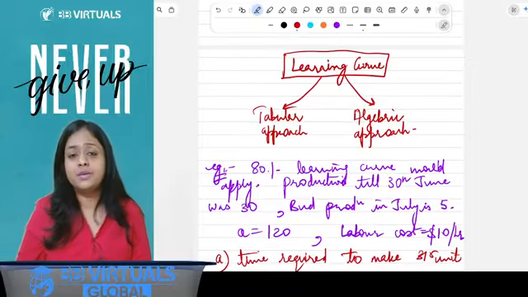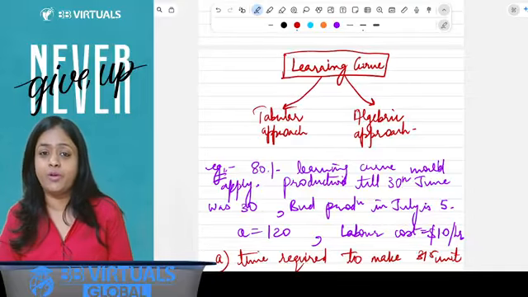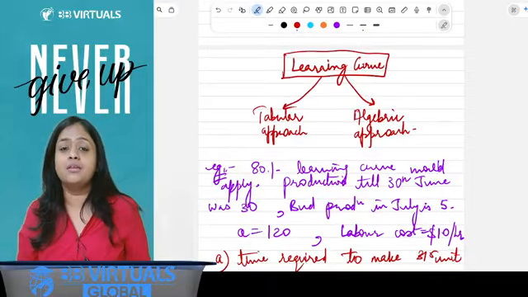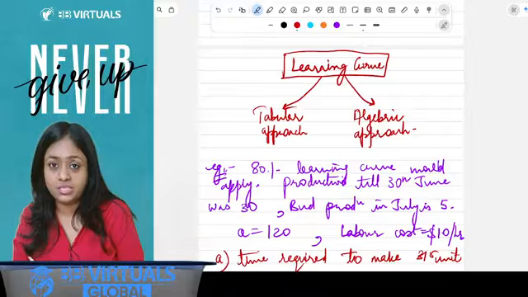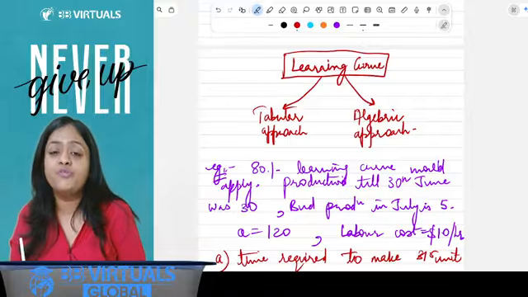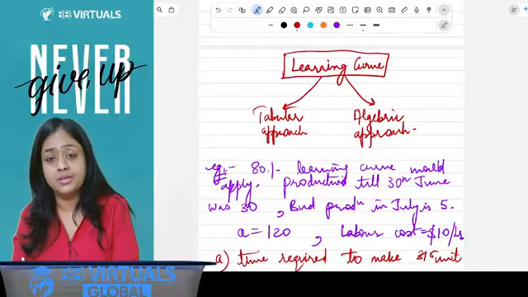Now the last topic here is learning curve, that is very generally asked when you do budgeting questions. Also for labor, learning curve comes as a question, and in section A also it is very popular. So here we follow learning curve. Let me just give you a background about learning curve.